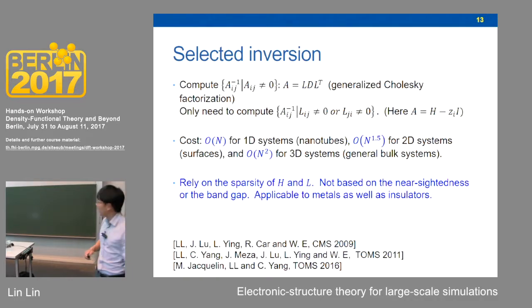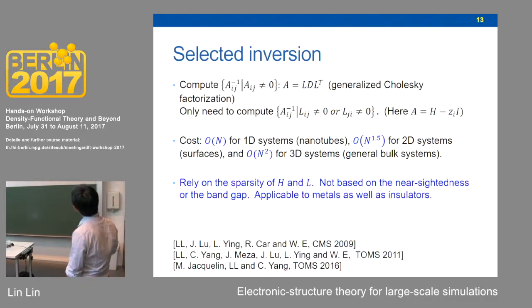It's always order n. And for 2D system, which is like a surface, you get order n^1.5. And for 3D system, you get order n squared. And therefore, the cost is at the most order n squared for general systems. And let me stress it again, that it only relies on the sparsity pattern of H and L, and is not based on the nearsightedness or the band gap. Therefore, it is applicable to metallic systems as well as insulators.